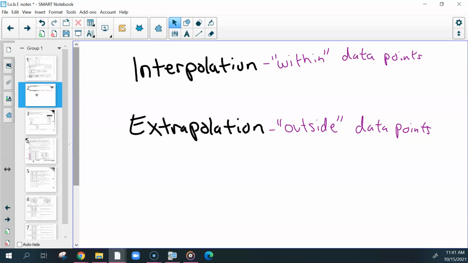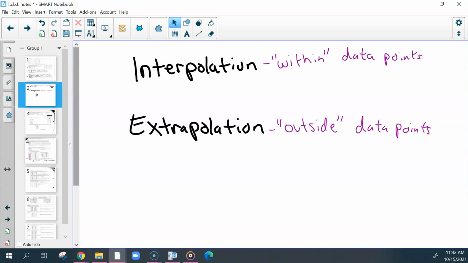So interpolation within the data points is if you're looking for something like after you found the line of best fit and it asks you to find some number. If that number is within the set of data points that you were given, you are interpolating. If that number is outside of the set of data points you were given, you are extrapolating.